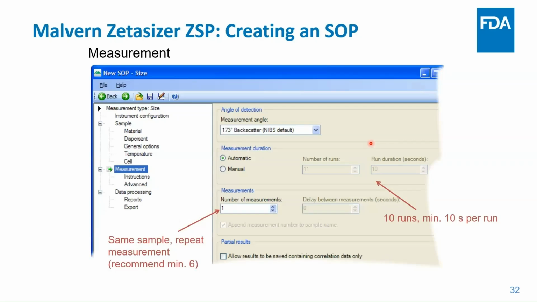As far as the actual measurement part of the SOP, you can choose what detector. So are you using the back scattering detector or the 90-degree detector? The number of measurements, of course, we always suggest a minimum of 6 measurements, 10 runs per measurement. So this is basically taking 10 runs, averaging them per measurement, and then you do 6 measurements. And this, of course, can be set manually, but that's kind of our recommended.